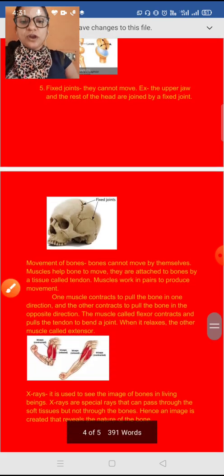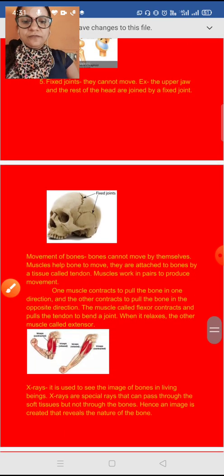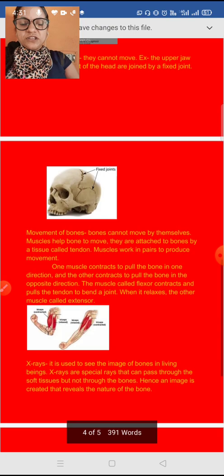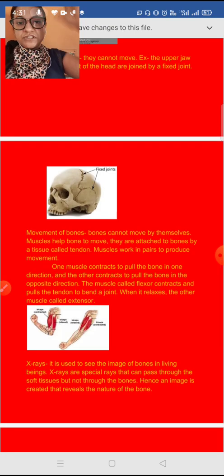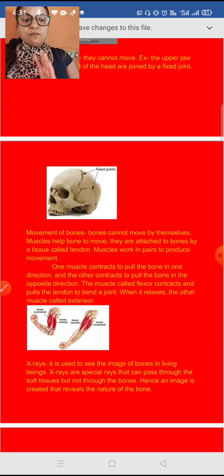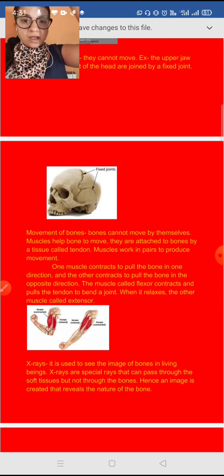Next comes the fixed joint. I told you this earlier. The fixed joint is present in the upper part of the skull, which is immovable, which cannot be moved from one place to another, means there is no movement. It is in our head.